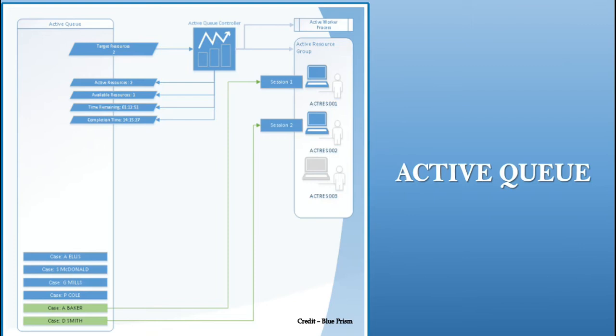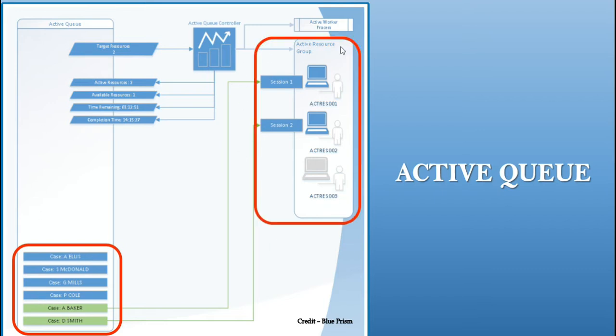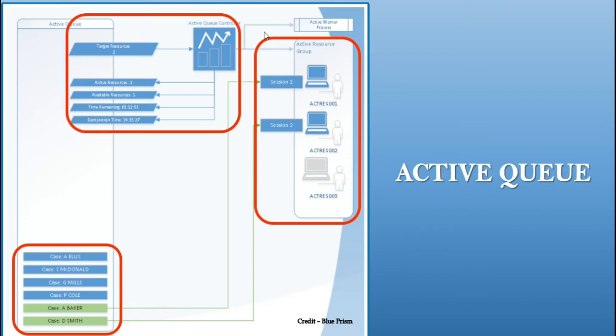So this is the active queue architecture. This picture has been taken from the Blue Prism website. You can see this is the active queue, and it has all the items present in it. Here we have the active resources. We have three resources, and here we have the active queue controller, where we can see how many available resources we have, how many target resources we have, the time remaining and the completion time. So we can see that from there.